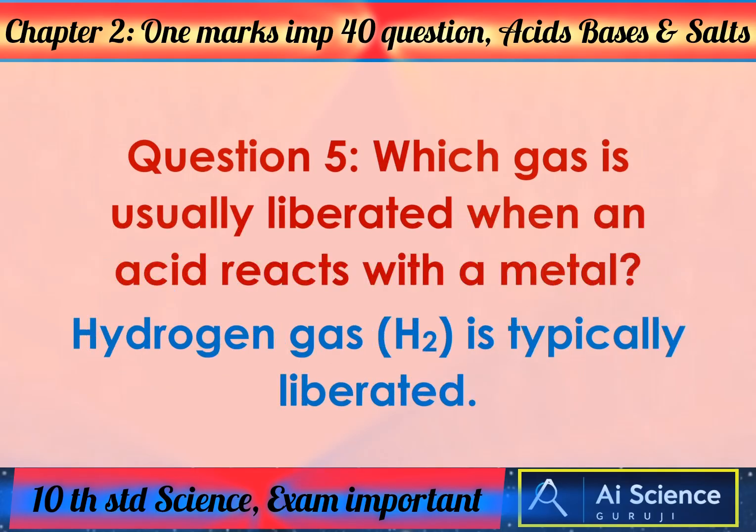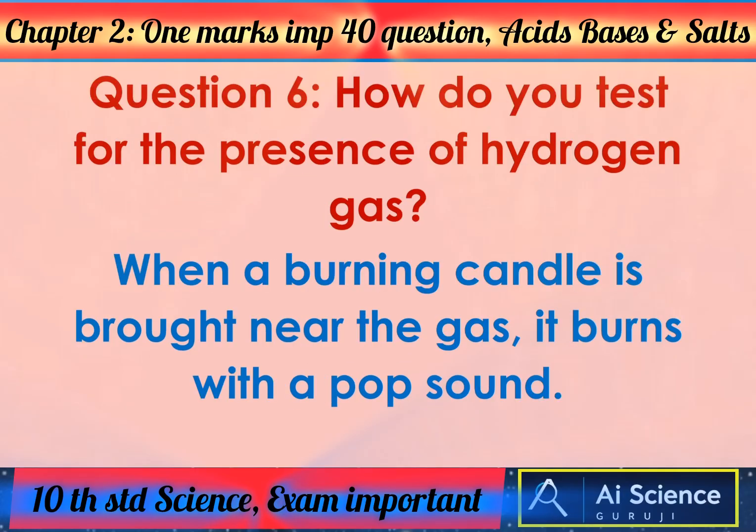Question 5. Which gas is usually liberated when an acid reacts with a metal? Answer 5. Hydrogen gas, H2, is typically liberated. Question 6. How do you test for the presence of hydrogen gas? Answer 6. When a burning candle is brought near the gas, it burns with a pop sound.